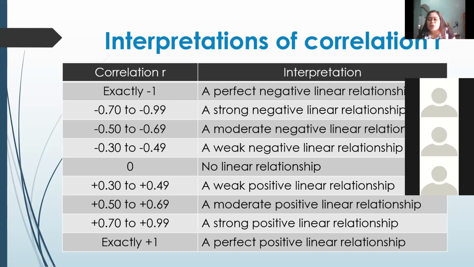Pero pag compute ninyo, kung ang inyuhang nakuha nga R is equal to 0, it means we have here no linear relationship. Pag mag-positive na siya, positive na linear relationship, wherein pag ang imuhang makompute na value is positive 1, then it's called a perfect positive linear relationship.